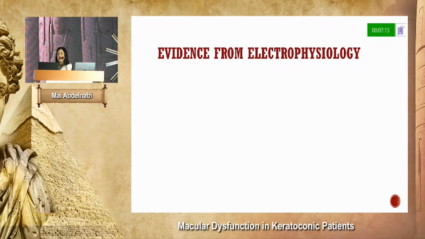We then studied the functional evaluation of the posterior segment, evidence from electrophysiology. We find that any keratoconic patient is referred to do electrophysiology, whether for keratoplasty or seeking other forms of refractive correction. I did full field ERG, which reflects the peripheral retinal function. It was normal in mild and moderate cases and severely affected in advanced cases of keratoconus.